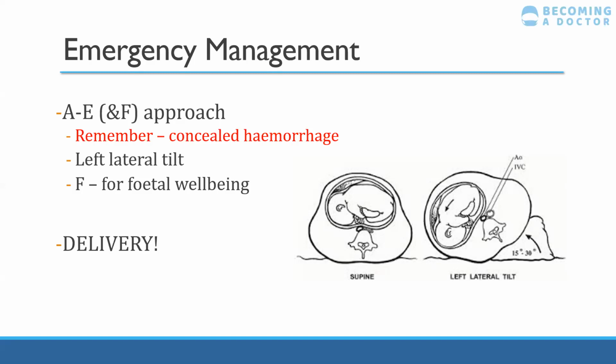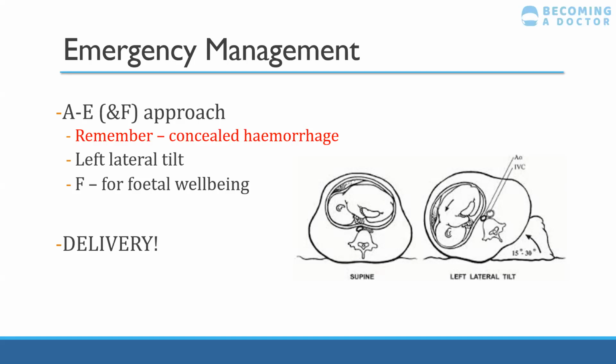C is obviously the most important one, the same as any normal major hemorrhage, really. You need large bore IV access, and you need to take bloods for FBC, clotting, fibrinogen, and you also need to cross-match some blood as well.